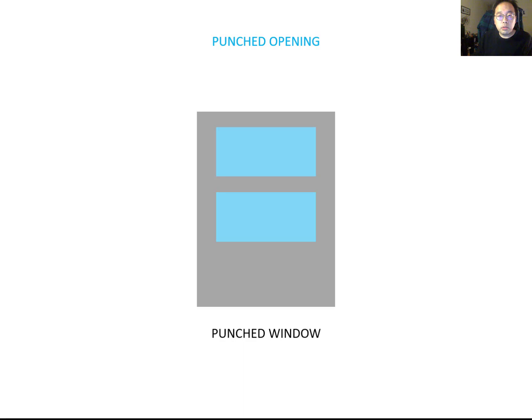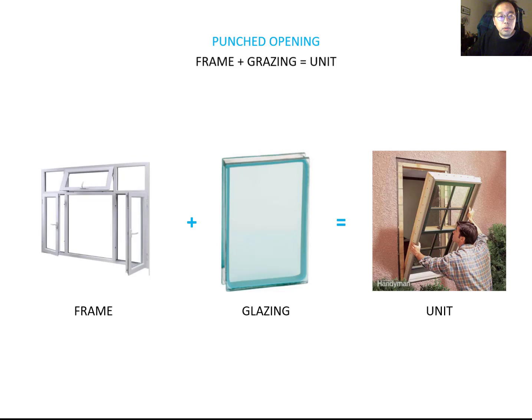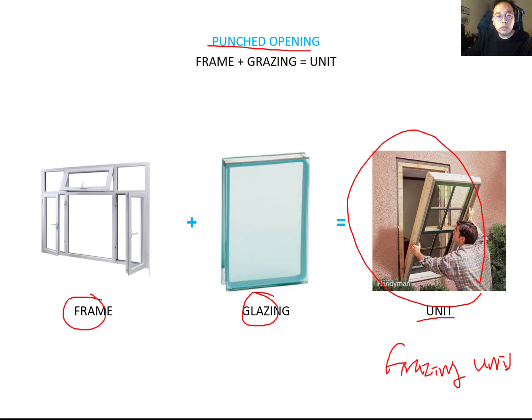So a punched opening consists of the window frame and the glazing. It is called the glazing unit. Okay, it's just glazing and a unit. When you're considering the punched window, you have to consider the frame and glazing together, and then it is called the glazing unit.